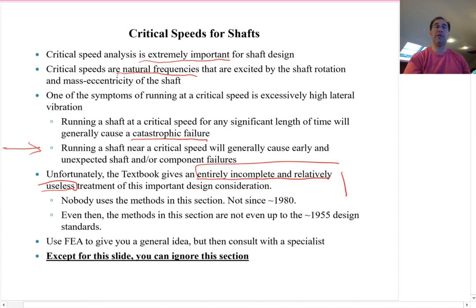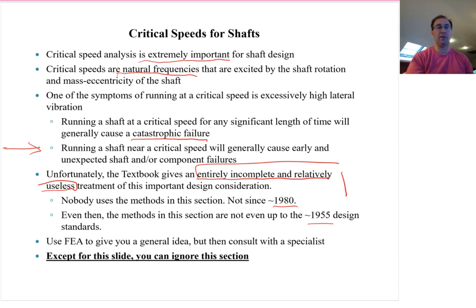They use some really outdated methods that haven't been used since 1980, and even then, a lot of information in this section is not even up to 1955 design standards. Trust me, the folks who designed the first jet engines, just at the end of World War II, were using things that are more advanced than what's in this textbook section. So this is something that's so important, and it's so poorly treated in the book.